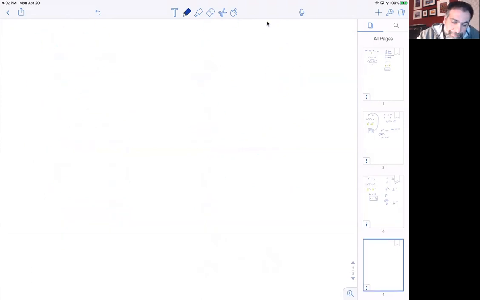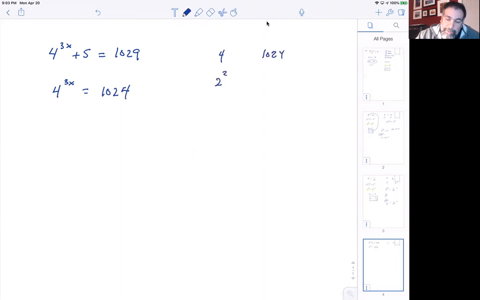If we look at this next one, what we've got is 4 raised to the 3x plus 5 equals 1029. This one, the first step is inverses all the way. We know the inverse of addition by 5, so we're going to do subtraction by 5 on both sides. That's going to get me 4 to the 3x equals 1024. And now you've got to think about a common base between 4 and 1024. 4 is 2 squared, and for those of you who are familiar with powers of 2, you'll recognize 1024 is 2 to the 10th.